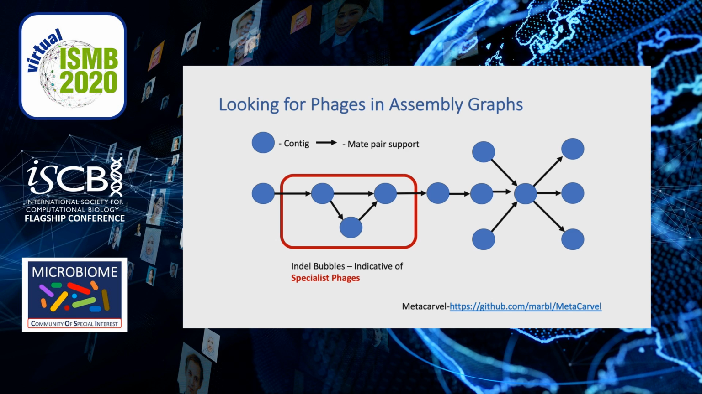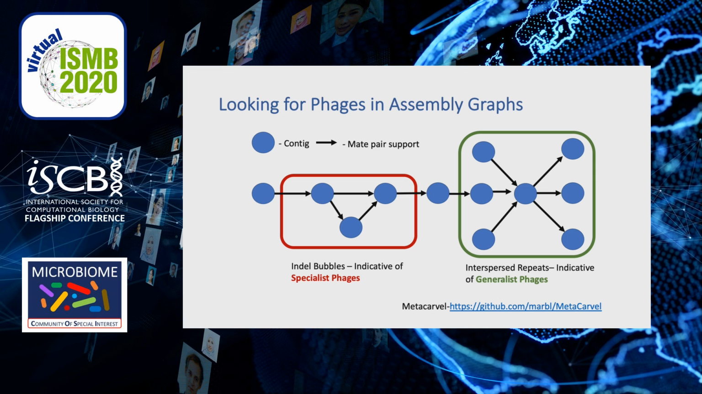Indel nodes could represent specialist phages. Specialist phages are those that affect a specific species in the microbial community. Interspersed repeats are a node with a signature shown in the green bubble. Interspersed repeat nodes tend to have a high betweenness centrality, and these could represent generalist phages. Generalist phages are those phages that could affect several species of the microbial community. Hence, these show up as a node central to different species in the assembly graph.